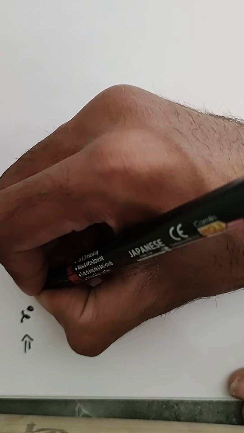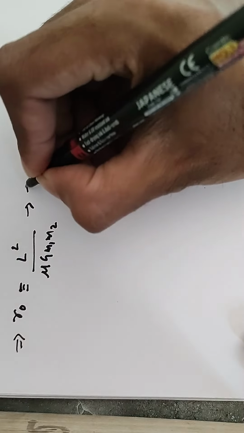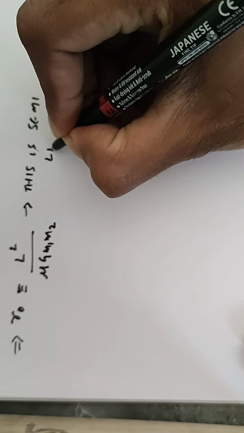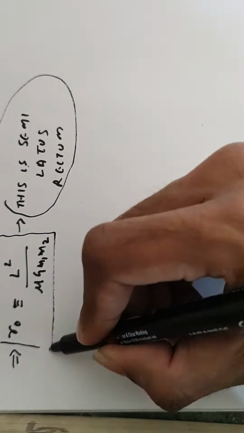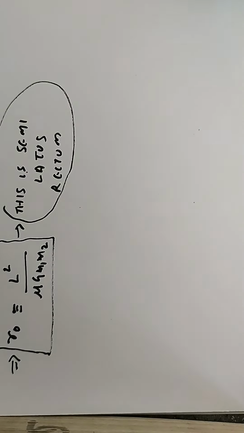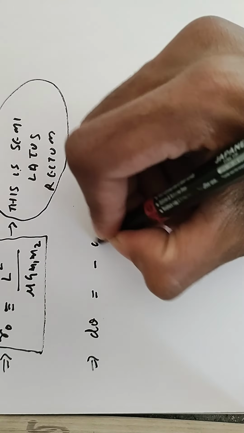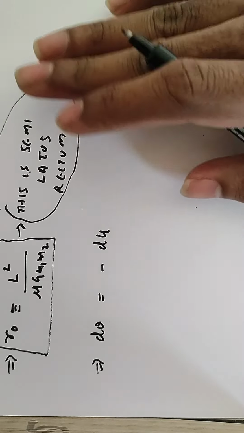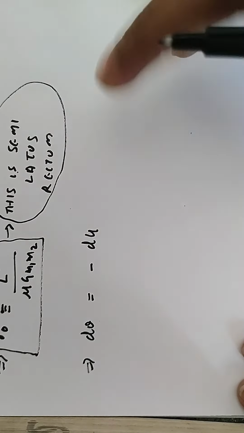So we define a quantity called r naught, which is given by L square upon mu G m1 m2. Now this is the semi-latus rectum. Please note this, it is very important. r naught is equal to L square upon mu G m1 m2, the semi-latus rectum. Okay, so we define our d theta in terms of it. I'll answer your questions about what the semi-latus rectum is more as we proceed with our discussion on central force motion. So you need to have a little patience.